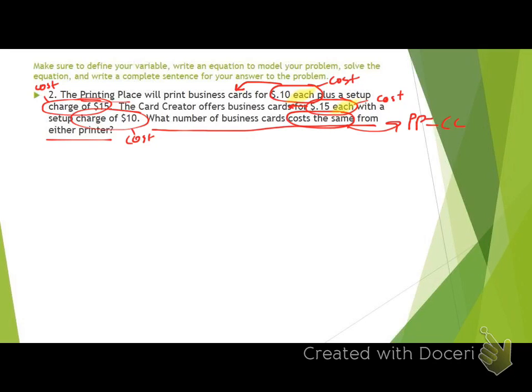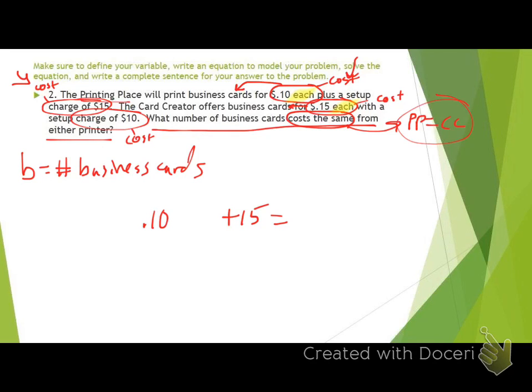Now we need to know what number of business cards. That's going to end up being our variable, right? So b stands for the number of business cards, and you always want to be specific when you're defining your variable. All right. So we take this and bring it down. The printing place cost needs to equal the card creator cost. Where does the printing place cost come from? Well, there's this and there's this. So there's $15 setup charge plus 10 cents each card, which means that we're going to take 10 cents and multiply it by the number of cards, which is just going to be 0.10b.